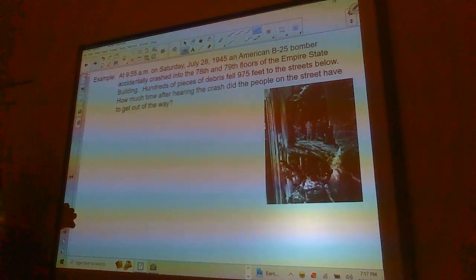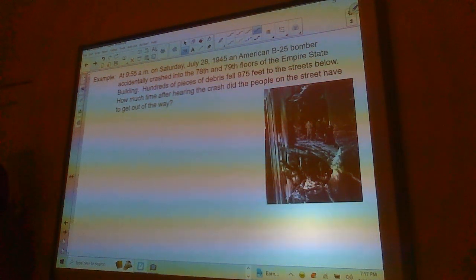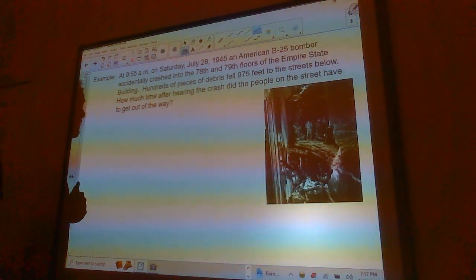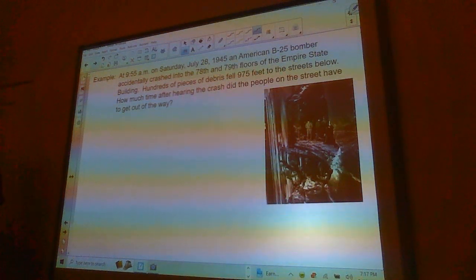At 9:55 a.m. on Saturday, July 28th, 1945, an American B-25 bomber accidentally crashed into the 78th and 79th floors of the Empire State Building. Hundreds of pieces of debris fell 975 feet to the street. How much time after hearing the crash did people on the street have to get out of the way?